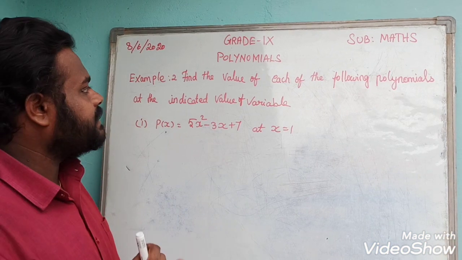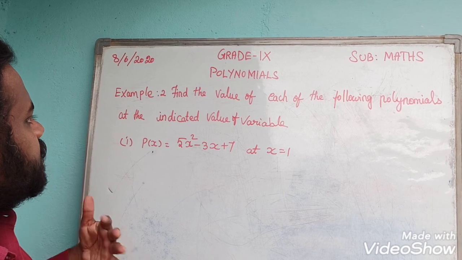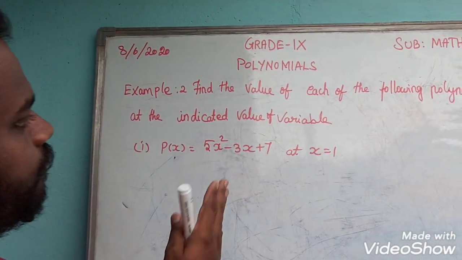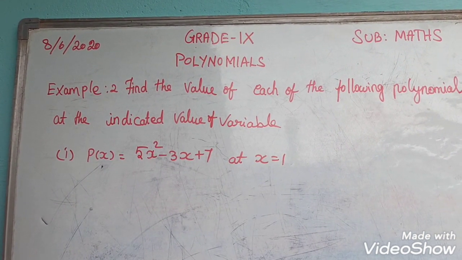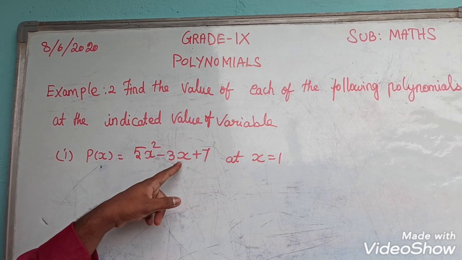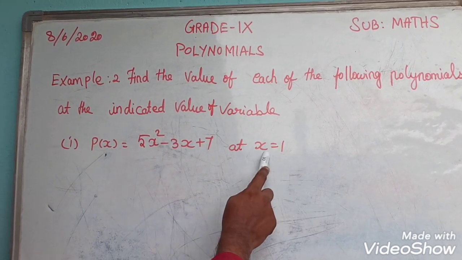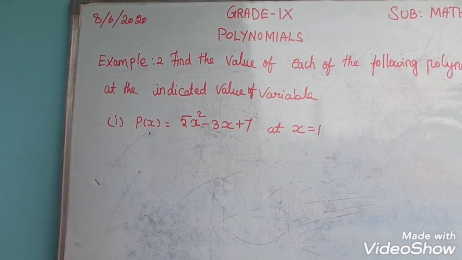Okay students, last class I explained the first exercise. Now we have to see the zeros of polynomial. How to find the zeros of polynomial? Find the value of each of the following polynomials at the indicated value of the variable. Here 5x square minus 3x plus 7 is the polynomial. Instead of x, we have to substitute x equal to 1.